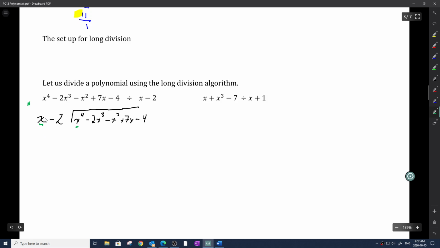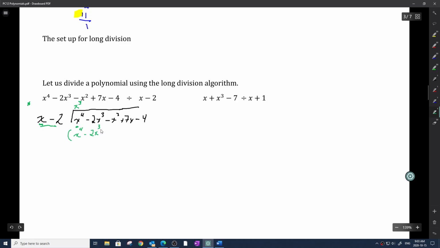That's a great question. X times what gives me x to the power of 4? That is x to the power of 3. Please focus on changing the words. If you don't, you'll likely get it wrong. Now, what I'm going to do on my way down, just like with the long division with numbers, x to the power of 3, I'm going to multiply it by my whole divisor this time, just not the first term. So I get x to the power of 3 times x gives me x to the power of 4. X to the power of 3 times negative 2 gives me negative 2x to the power of 3.